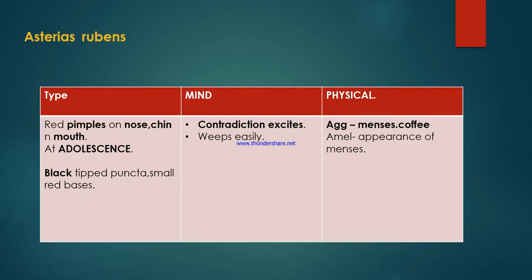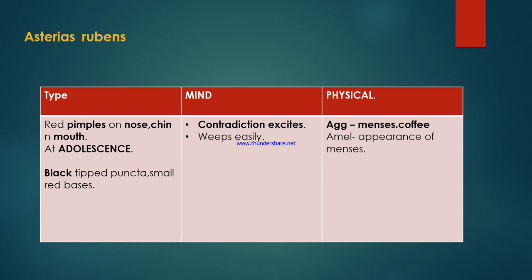The next medicine which is very used in acne is Asterias rubens. So how does Asterias rubens actually feel? Asterias rubens is a psoric medicine, we all know that, and Asterias rubens has red pimples on the nose, chin and mouth. The peculiarity is that Asterias rubens has this kind of symptom when they are adolescent, when they are young. In the teenager groups we can think of Asterias rubens. So what kind of acne will be there? The acne will be black tipped puncta, small red pimples.